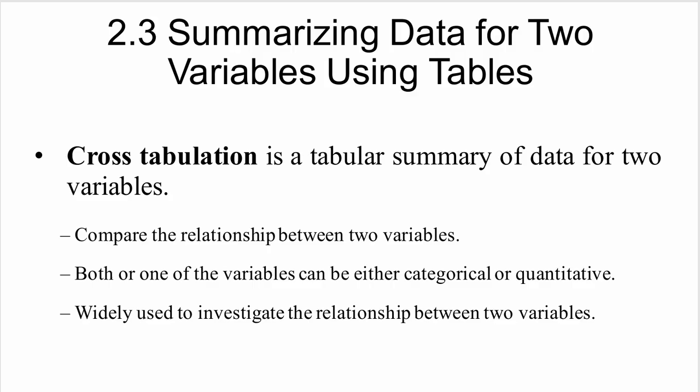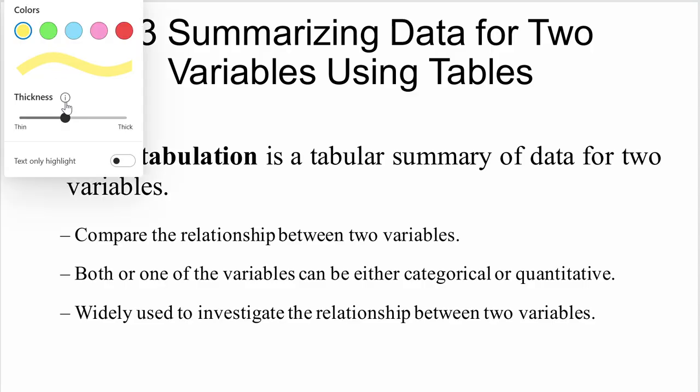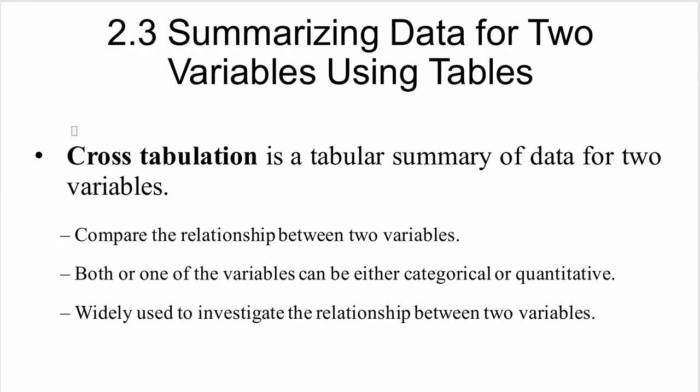I want to start by introducing you to what we call cross tabulation. Cross tables are basically summaries of data for two or more variables. We're looking at two or more variables presented in table form, and the best way to summarize these data is to use cross tabulation. In cross tabulation, we will also try to compare the relationship between the two variables. And please note that these variables can be either categorical or quantitative variables.